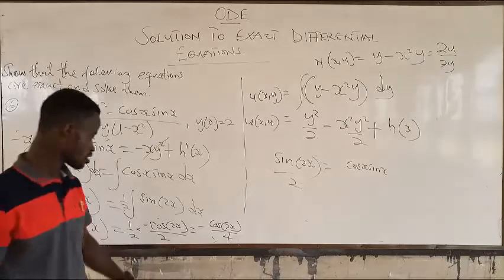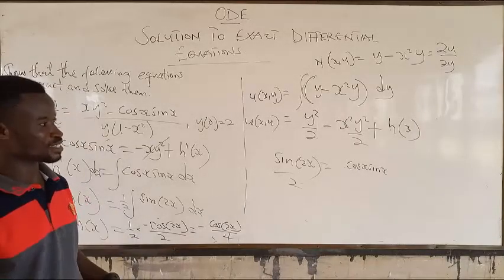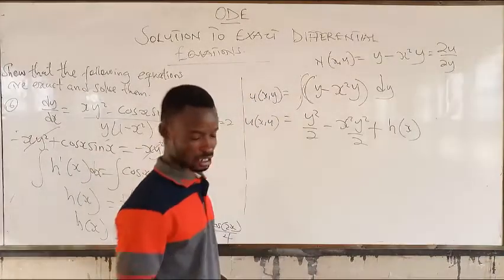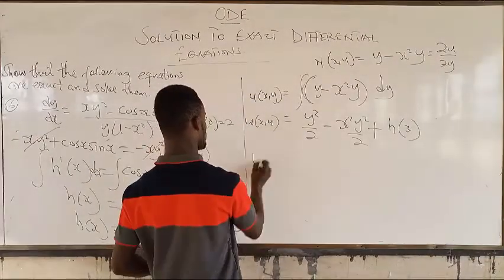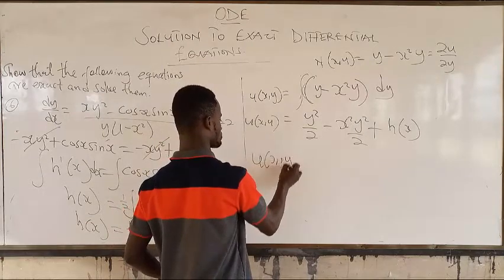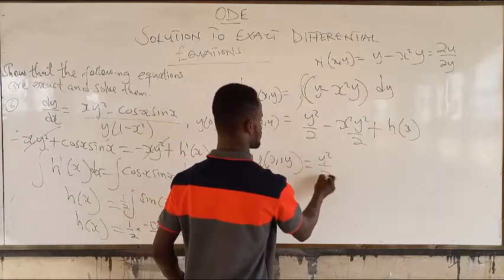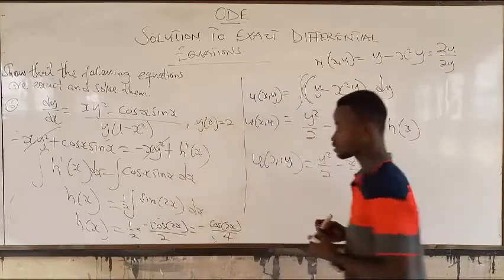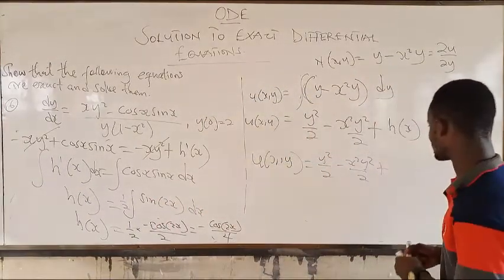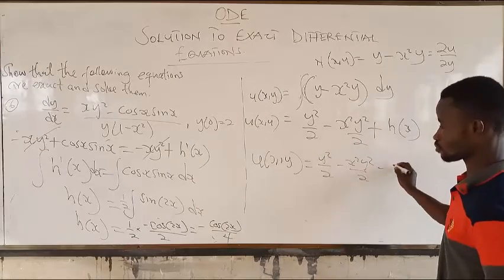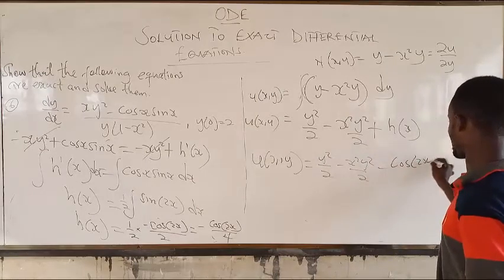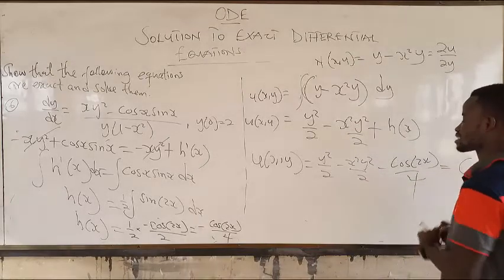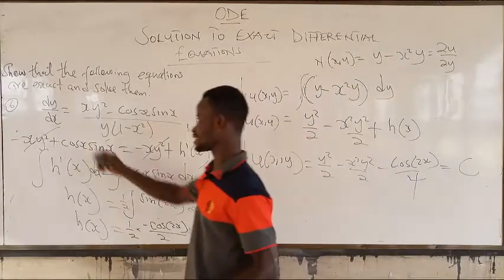So now that we have h of s, we now come and finally we are done. We now come and do the substitution. So therefore u of x, y is equal to x squared y squared over 2 minus... y squared over 2 minus x squared y squared over 2 plus this is what we have here, which is negative cos 2x over 4 equal to c. So that is our final answer for this question.